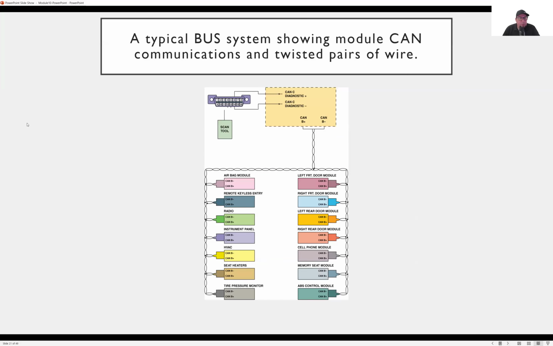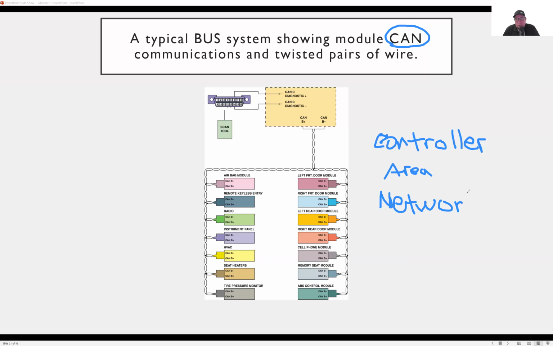The one thing I did not mention, which I do want to mention, is this acronym up here, CAN. I'm going to try and write this. I'm using my mouse, so it's going to look kind of funny, but it's controller area network. That's what CAN stands for. Controller area network is the name for all this.